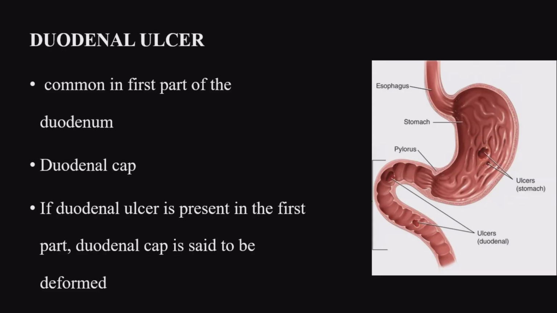Clinical anatomy of the duodenum. Number 1, duodenal ulcer. The duodenal ulcer commonly occurs in the first part of the duodenum because it receives the acidic chyme from the stomach. In barium meal X-ray of the abdomen, the first part of the duodenum presents a triangular shadow having a well demarcated base and less distinct apex, called the duodenal cap or duodenal bulb. If a duodenal ulcer is present, this duodenal cap is said to be deformed.